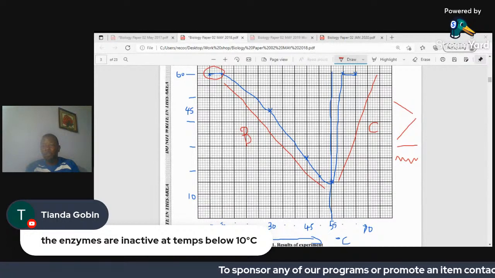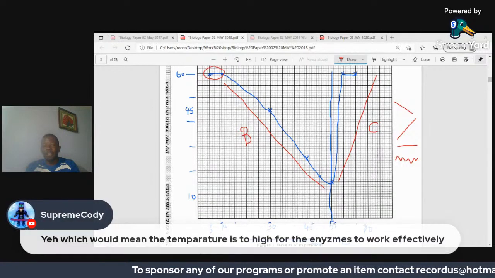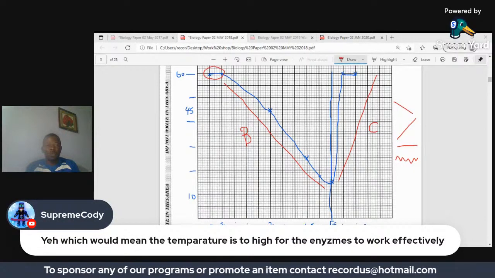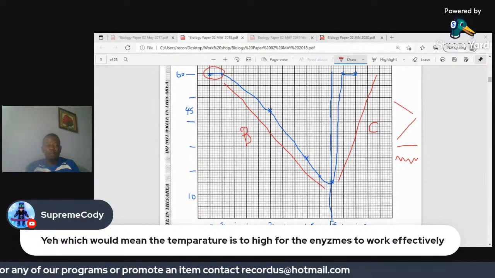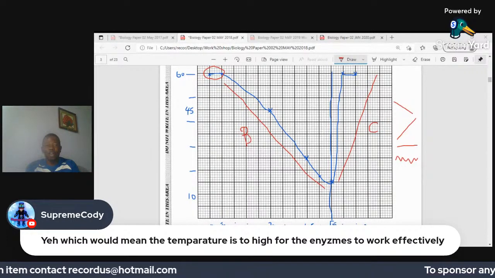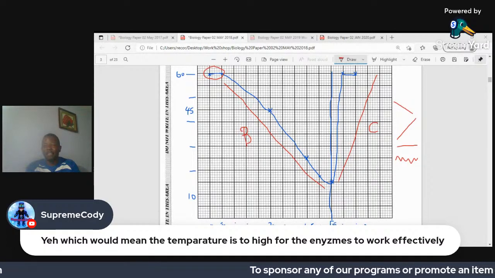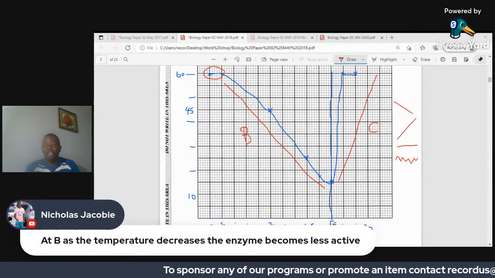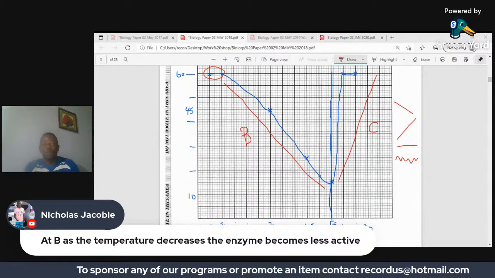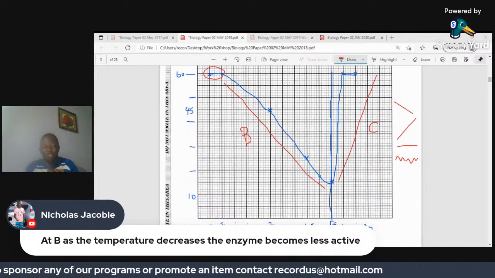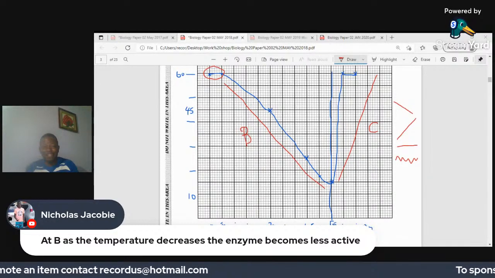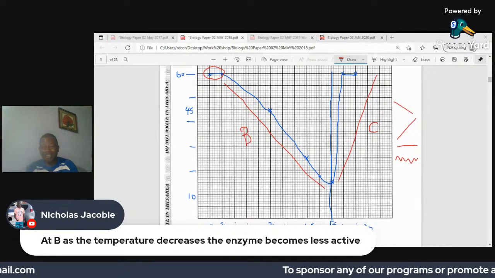Yeah, which would mean, okay, let me put this back on screen. So which would mean the temperature is too high, I think, for the enzyme to work effectively. That sounds good if you ask me. All right, so the temperature is too high, so the enzyme was denatured. So we are saying at A, the temperature is too low. We are saying at C, the temperature is too high.